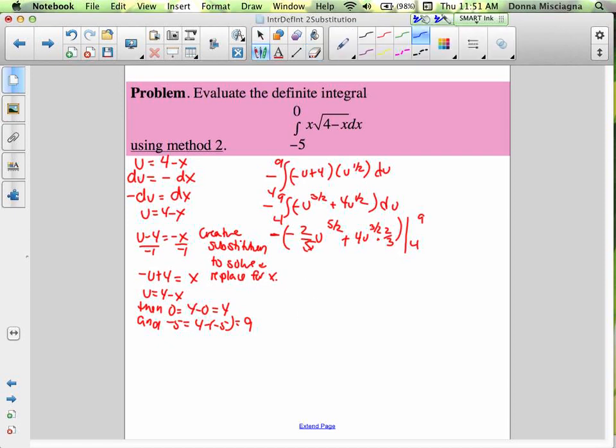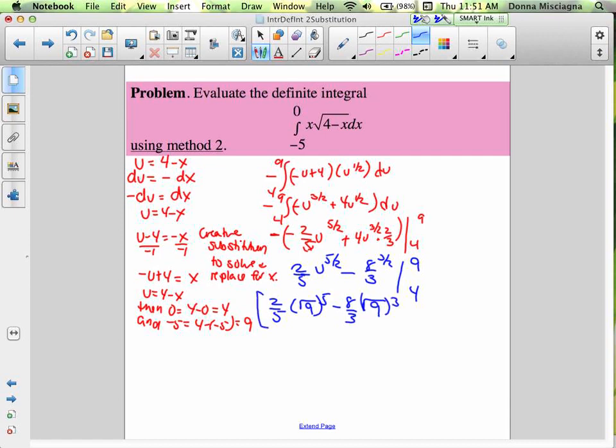All right, so 2/5 u to the 5/2 minus, because we're distributing the negative, 8/3 to the 3/2. We should have 4 terms because we have to plug in the 9 to both of them and the 4 to both of them. There's 2 terms there. So 2/5 times, let me just erase it all, 9 to the 5th power minus 8/3 square root of 9 cubed.